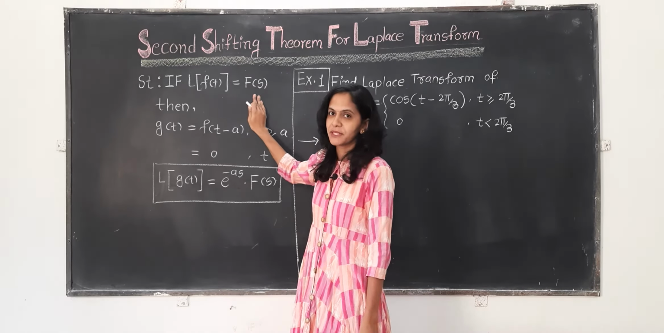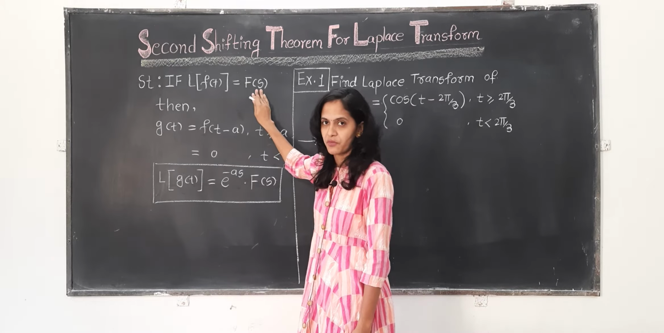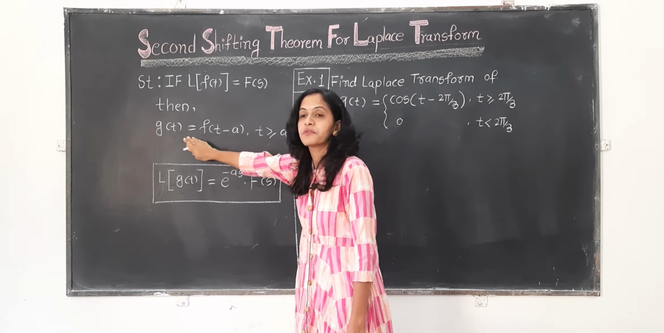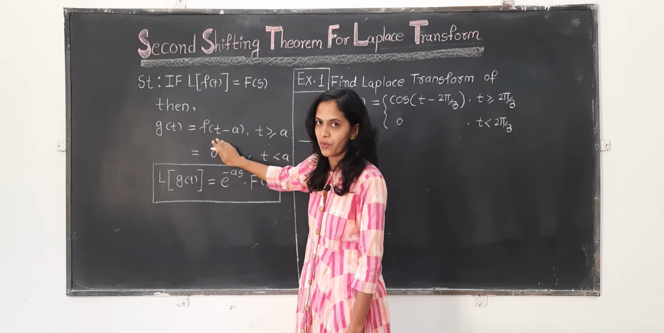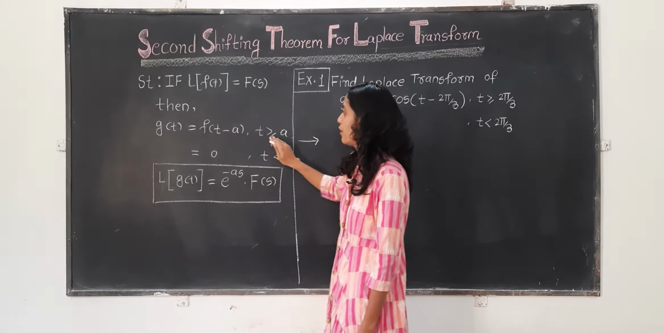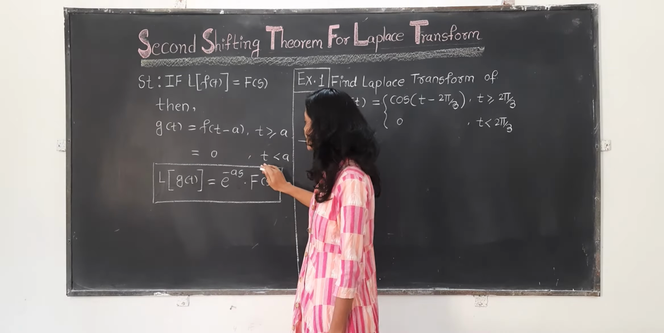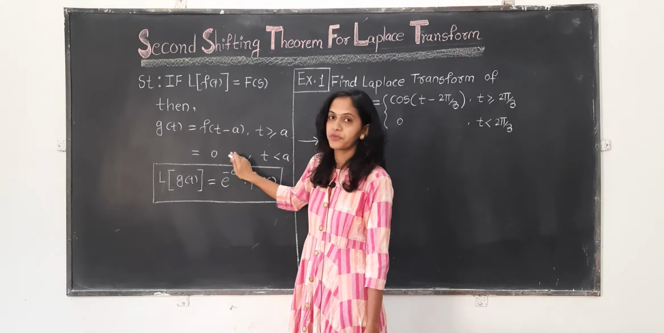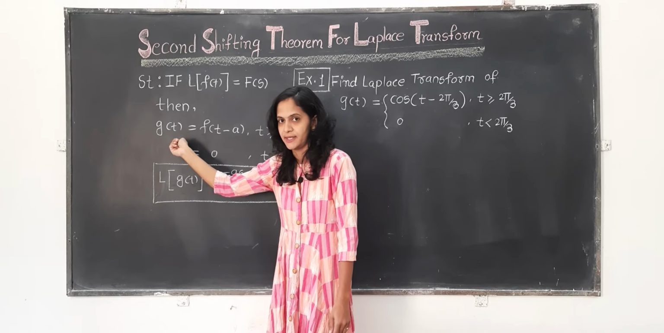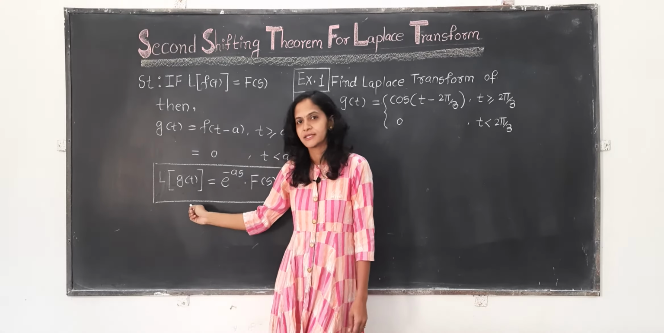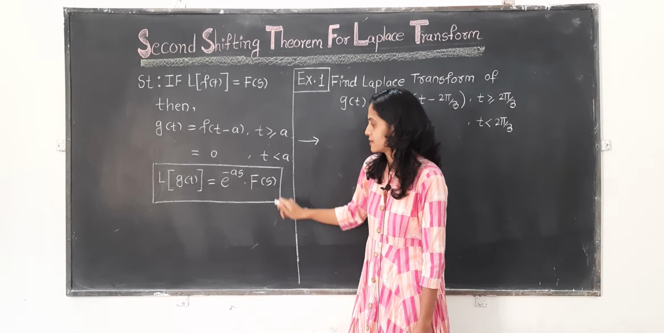The statement for the second shifting theorem is: if Laplace of f(t) is F(s), then one function g(t) is defined as f(t minus a) for t greater than or equal to a, and equal to 0 when t is less than a. So this g(t) is defined here, and if you want to find the Laplace of g(t), then Laplace of g(t) is e raised to minus as into F(s).